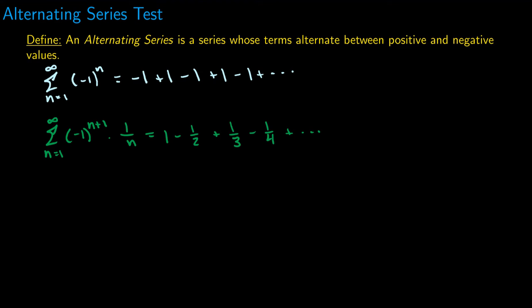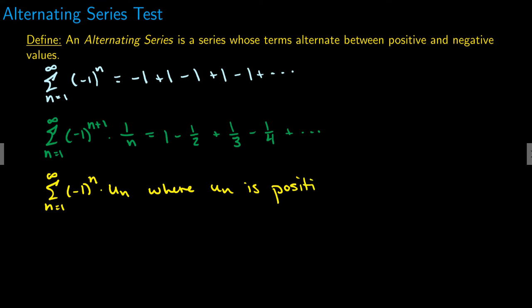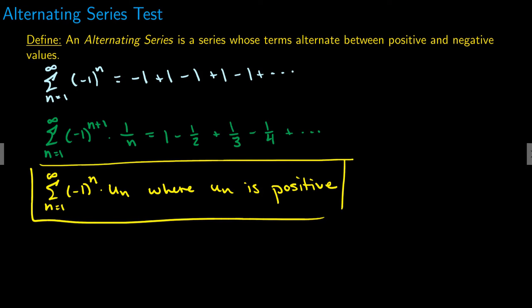Okay, so in general, we can write an alternating series as some sum from n equals 1 to infinity of negative 1 to some power, I'll just write n, times u sub n, where u sub n is positive for all values of n. So this is what our alternating series are going to look like, and that's exactly what they are. These are alternating series.